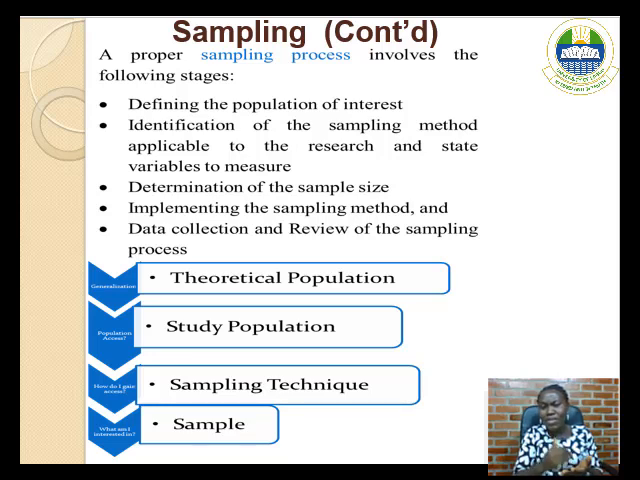So a proper sampling process involves the following stages: defining your population of interest, identifying the sampling method applicable to the research, and stating variables to measure. Then you also determine your sample size, you implement your sampling method, and also data collection and review of the sampling process is very important. So take note of those steps.